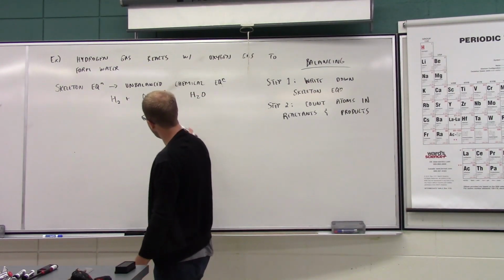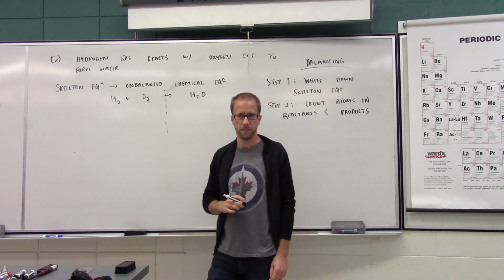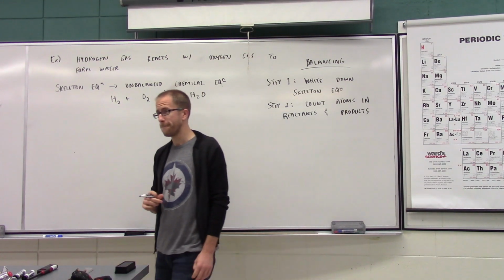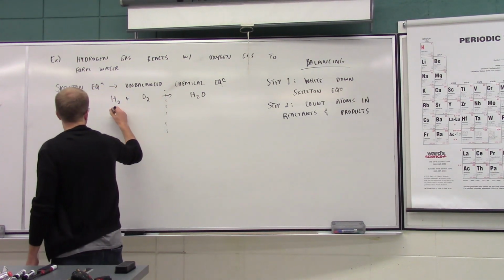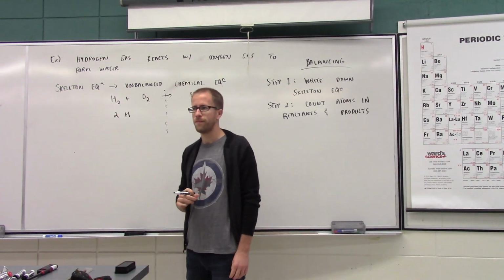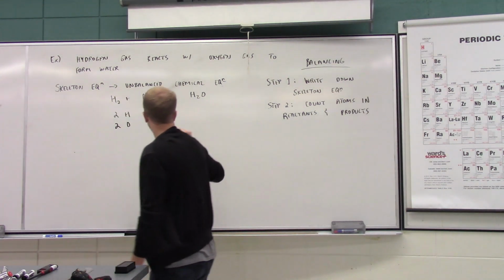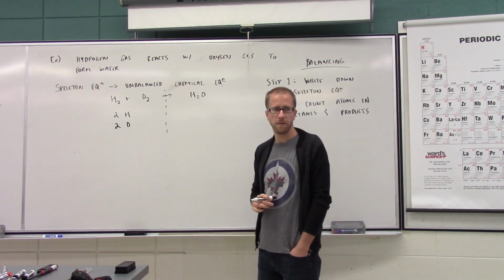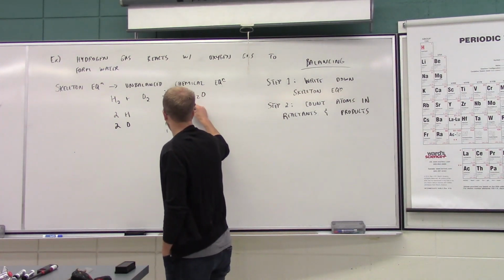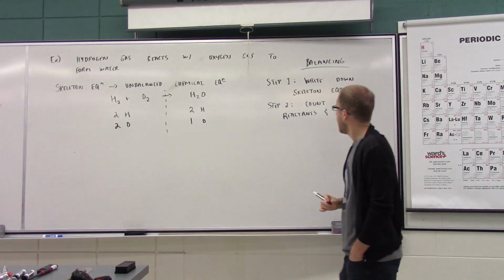If we look on this side, how many hydrogens do we have? How many? I heard it, 2. Yeah, there we go. We have 2 hydrogens. How many oxygens do we have? We have 2 again. How many hydrogens do we have on this side? 2. And how many oxygens? 1.